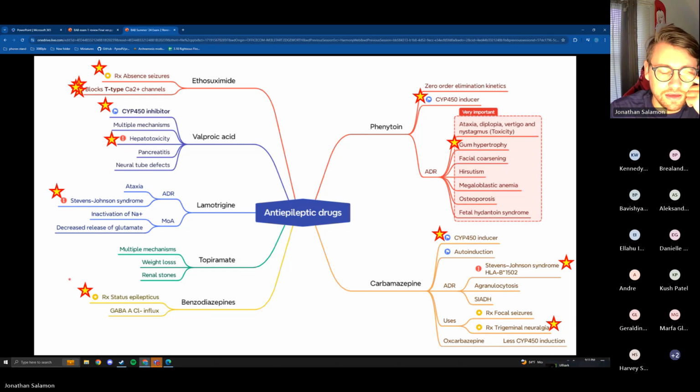Then status epilepticus. This is if you've had a seizure for more than 5 minutes and it won't stop. You give IV benzos or barbs. They usually give benzos if they can. Why? Because barbs have a higher risk for respiratory suppression than when you're giving IV benzos, because benzos have the ceiling effect. So it's better to give IV benzos.